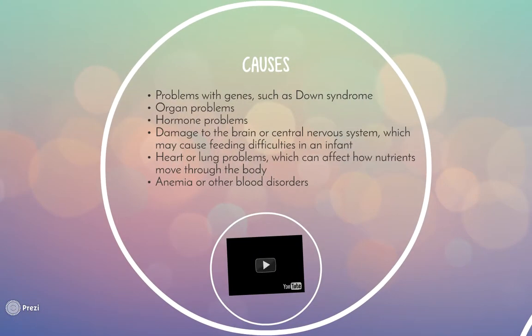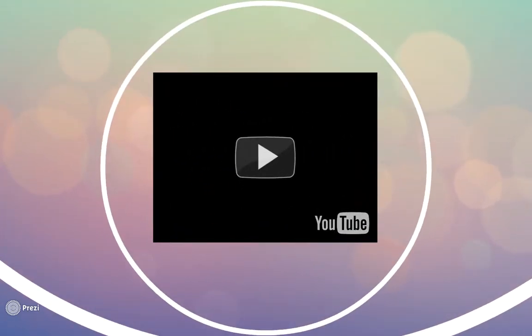The causes: we have problems with genes such as Down syndrome, organ problems, hormone problems, damage to the brain or central nervous system, which may cause feeding difficulties in an infant, heart or lung problems, which can affect how nutrients move through the body, anemia, and other blood disorders.